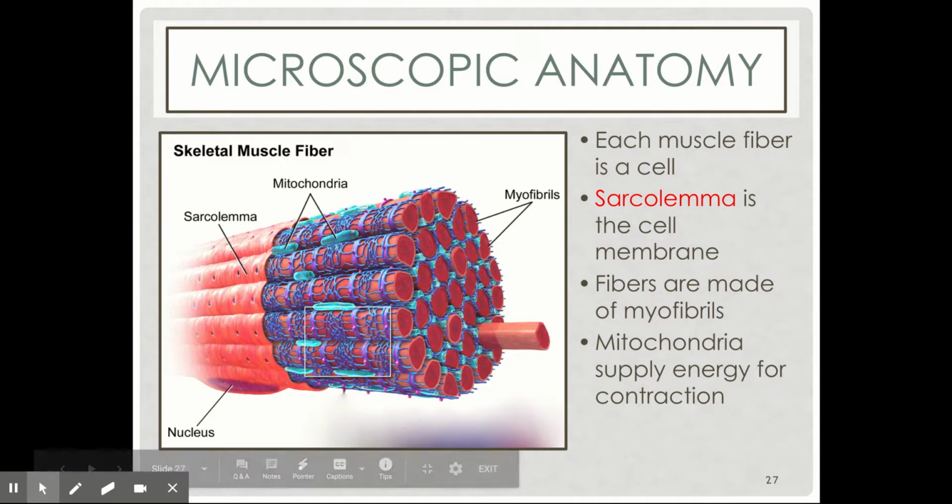Your muscle fiber is going to be made of what we call myofibrils. Even smaller than your muscle cell is a single myofibril. Your mitochondria obviously are going to be the powerhouse of your cells and will supply the energy for a muscle contraction to happen.